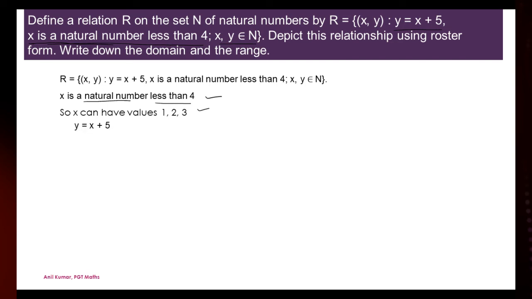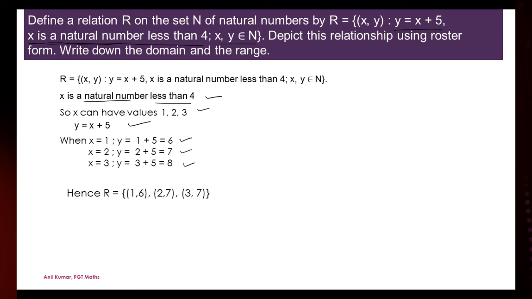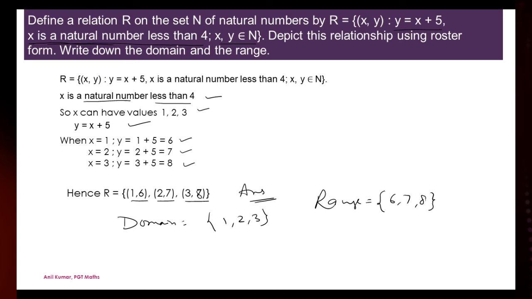So x can have the values 1, 2 and 3. Okay. Now what is y? Y is equal to x plus 5. So if x is equal to 1, y will become 1 plus 5 and that is 6. If x is 2, y will become 7. X is 3, y will become 8. So now the relation will become (1, 6), (2, 7) and (3, 8). So what is the domain now? Domain is 1, 2 and 3. What is the range? Range will be the second elements of the ordered pair, that is 6, 7 and 8.